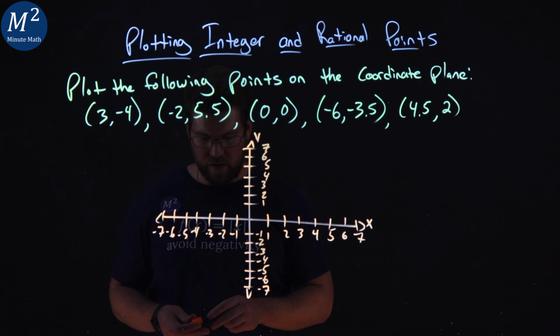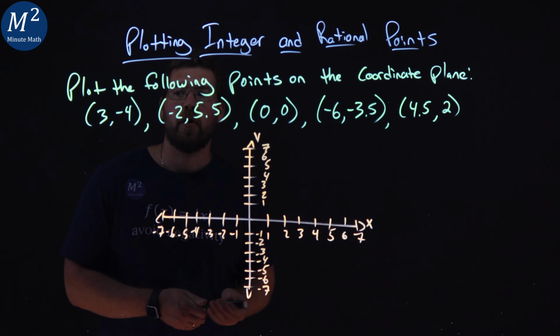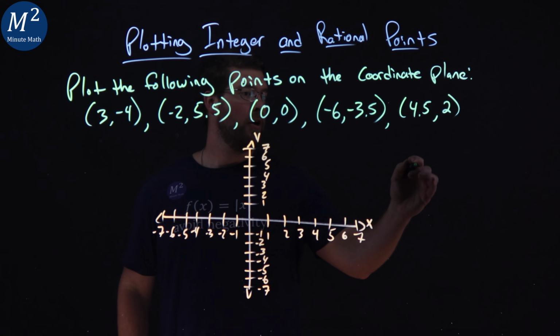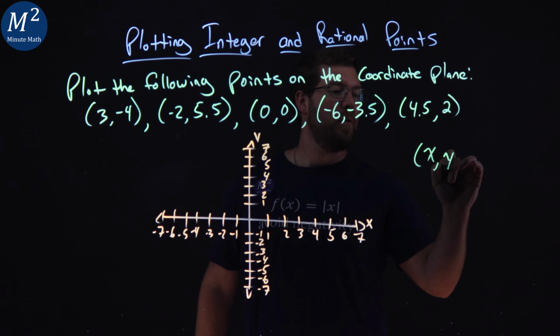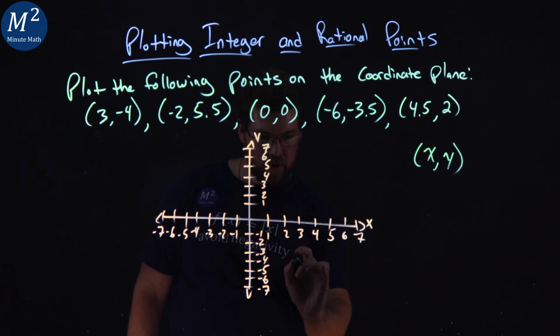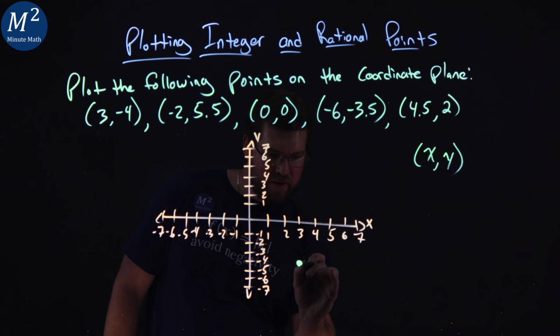All right. So let's go plot all of our points. Our first one is (3, -4). That's going to be our x, y here. So when x is 3, our y is -4, and that's about right here. That's (3, -4).